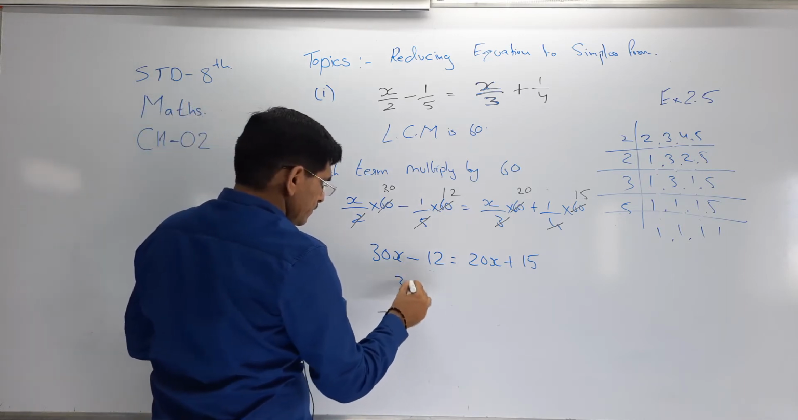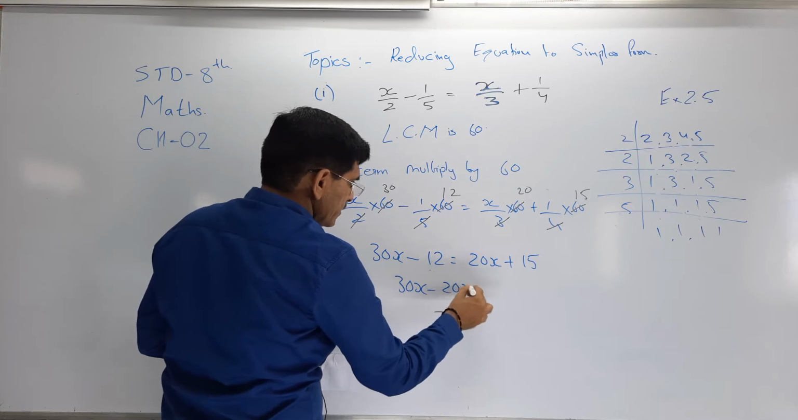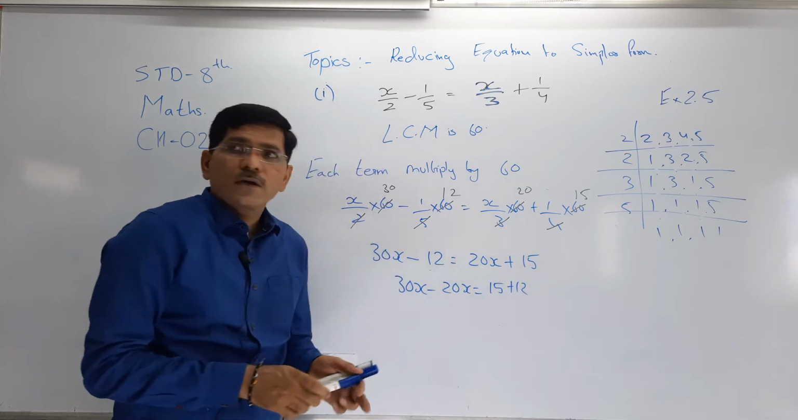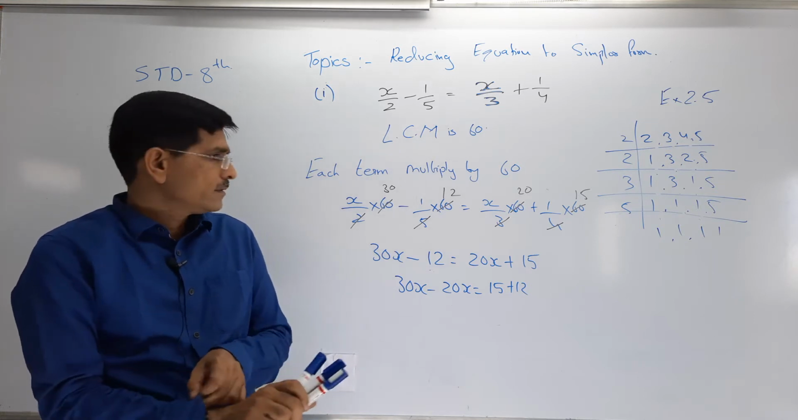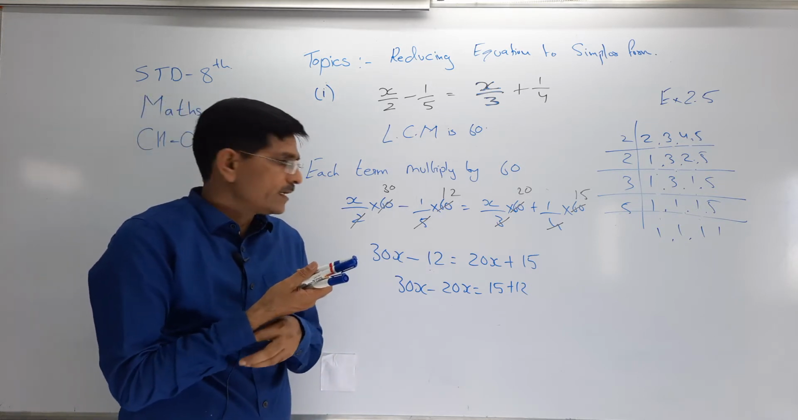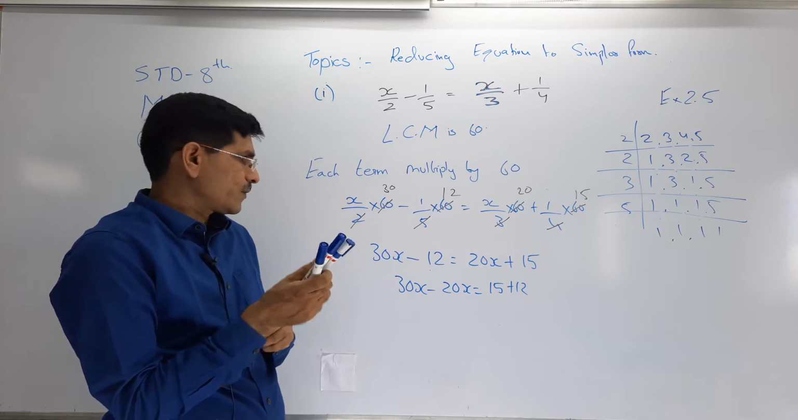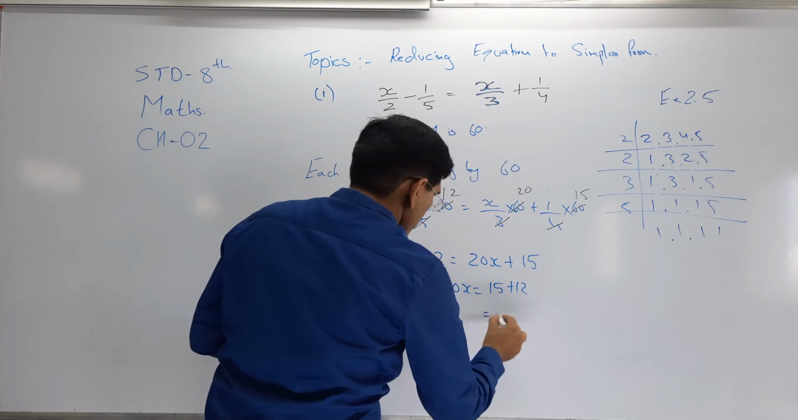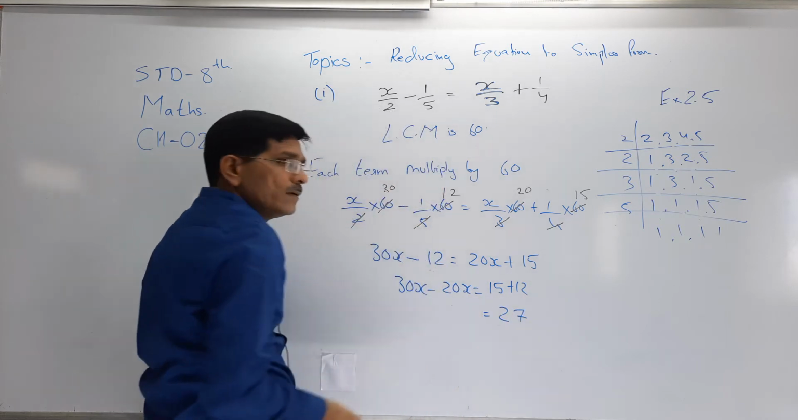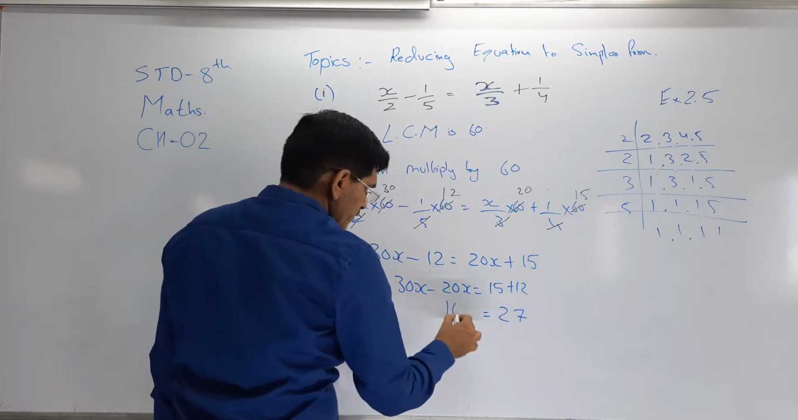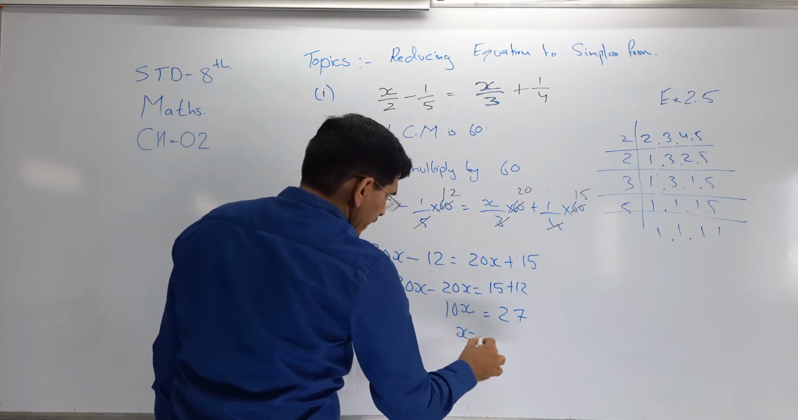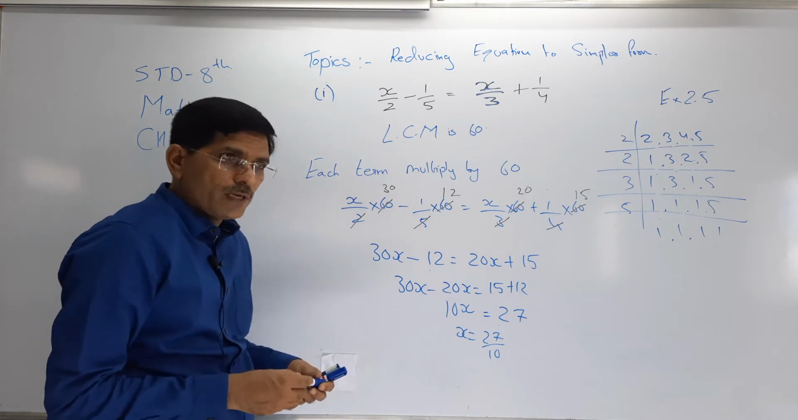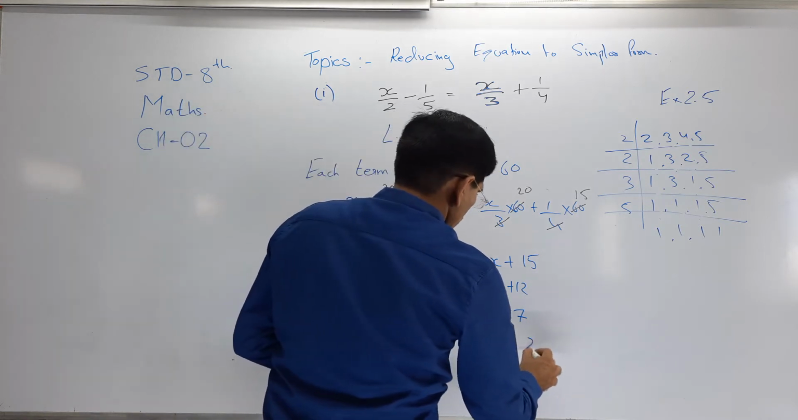30x minus 20x is equal to 15 plus 12. So, 15 plus 12 is 27. Here 30x minus 20x is 10x. So, x is equal to, now if it is divisible we can do it, or we can write again.